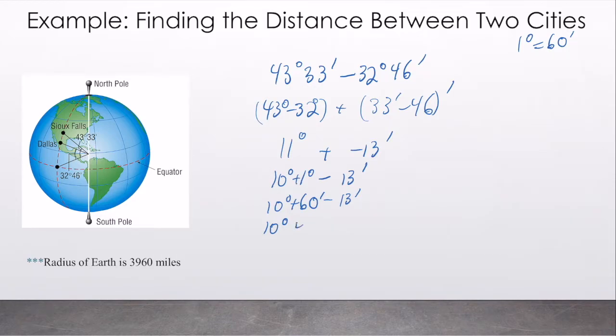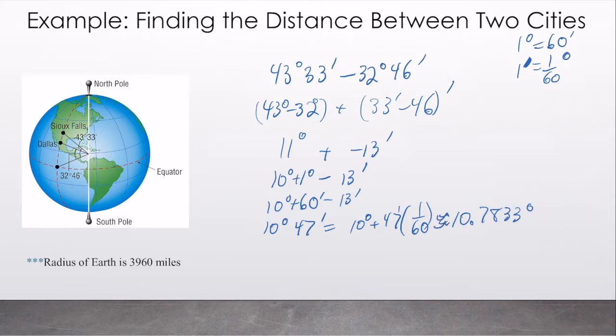and 47 minutes. Well, now I need to convert this into 100% degrees so that I can convert it to radians, because we don't have a methodology to convert from minutes to radians at this time. Well, that's going to be 10 degrees plus 47 times 1 over 60, right? Because 1 minute is 1/60th of a degree. That would give me 10.7833 degrees, just about, right? We are having to round.